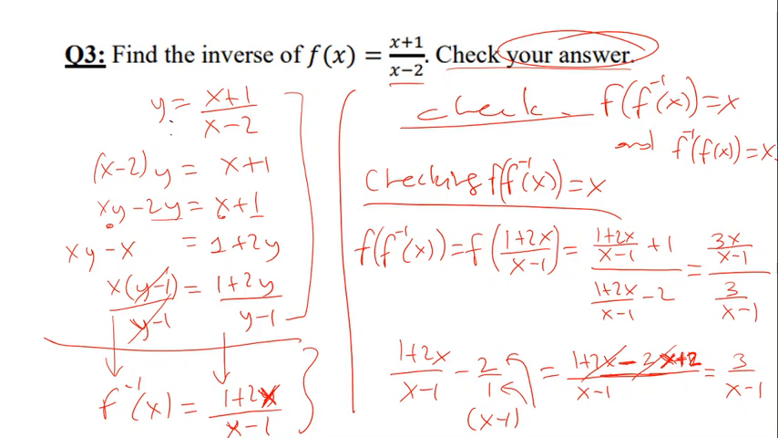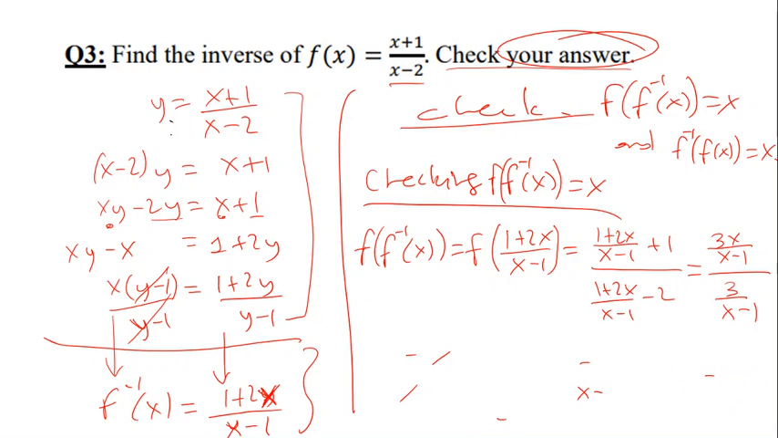Then if you flip and multiply, you will get this one. When you flip and multiply, you get 3x over x minus 1 times (x minus 1) over 3, and we'll end up with x here. So this is done, and then we need to check the other.